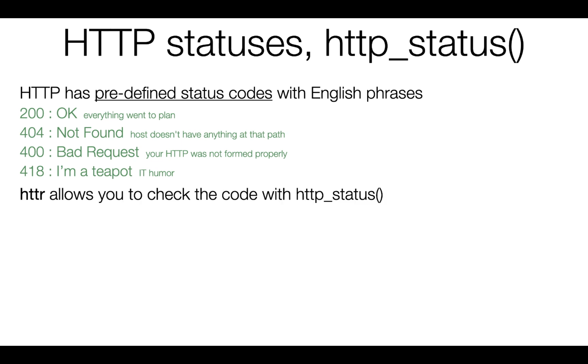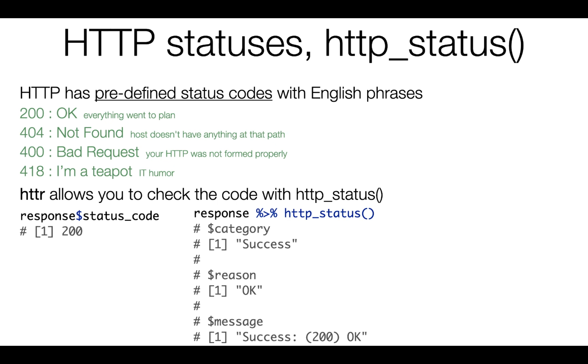httr will allow you to check these codes with http_status, or you could just pull it straight from the response itself. Straight from the response, the status code was one of the named members of the response, and we get 200 back, and we just need to know that 200 is, okay, everything is just fine. Otherwise, you can use the http_status function, and it's going to parse that for us a bit. When you're making functions, you may want to look at that status and then warn the user or throw an error yourself, depending on what the status was. And so there are functions that do that: warn_for_status, stop_for_status.